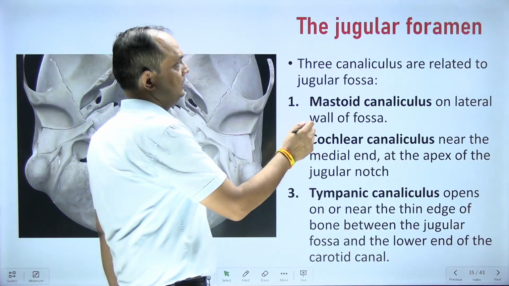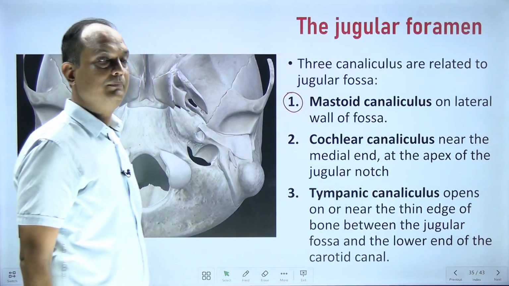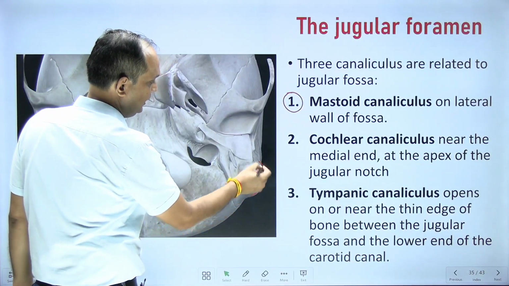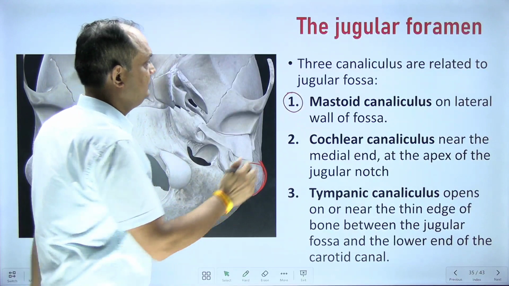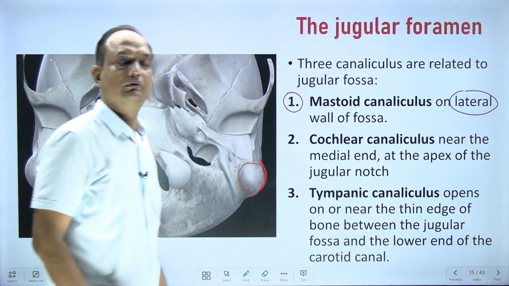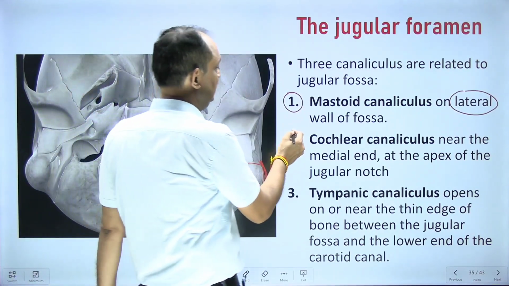So there are three canaliculi related. First is the mastoid canaliculus. Now the mastoid canaliculus is related laterally. Why? Because this is the mastoid process, and you know the mastoid process lies laterally. So obviously the mastoid canaliculus is present on the lateral wall of your fossa. Which fossa? Jugular fossa.